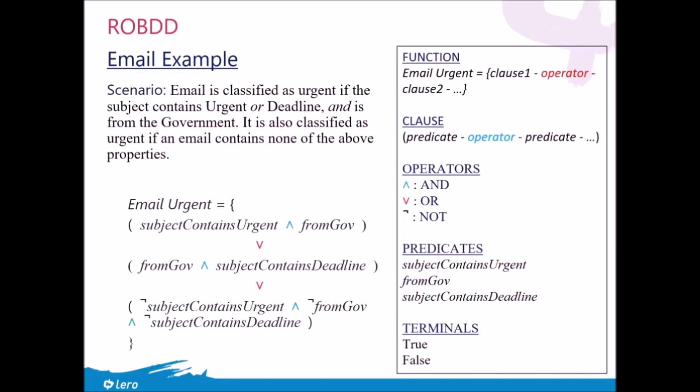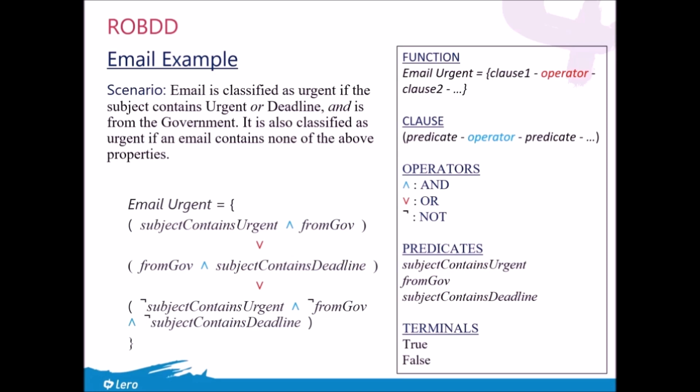And let's move on to our example. So this is an email example. So we get a scenario. Email is classified as urgent if the subject contains urgent or deadline and is from the government. It is also classified as urgent if an email contains none of the above properties. So before we go through this, let's start in the box on the right hand side.